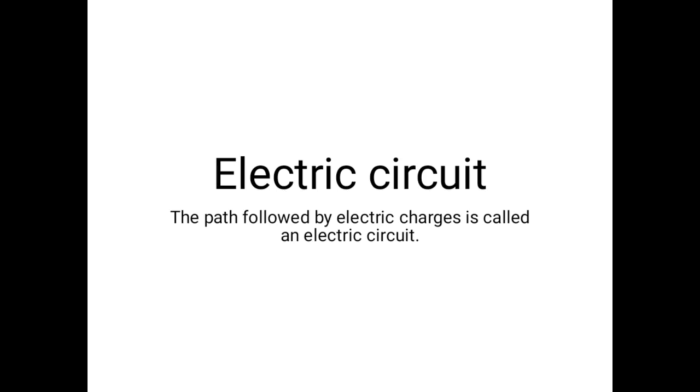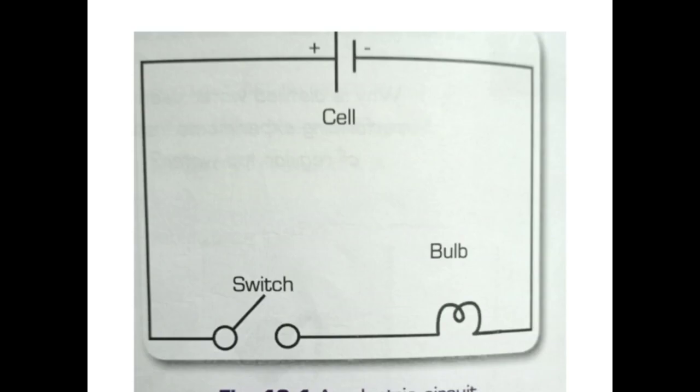Electric circuit. The conventional flow of electric current is from the positive terminal to the negative terminal of the cell or battery through a wire. This path followed by electric charges is called an electric circuit. In other words, we can say that it is the way the electricity moves in a defined path.